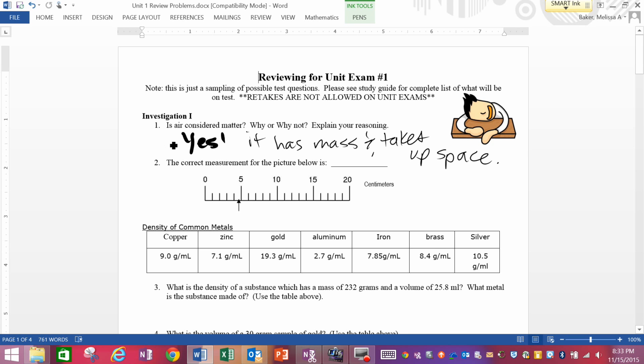Number 2, what would be the correct measurement? So the increments go by the ones place, so this is between 4 and 5, but we would estimate out one more digit. So maybe 4.6 or 4.7 centimeters.